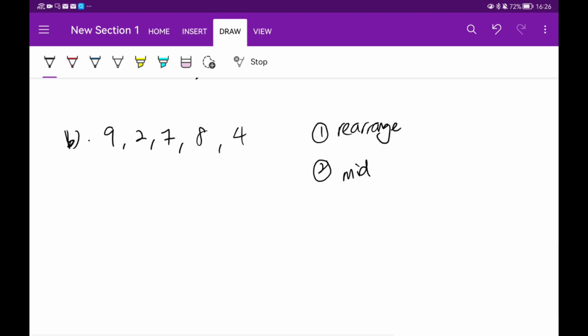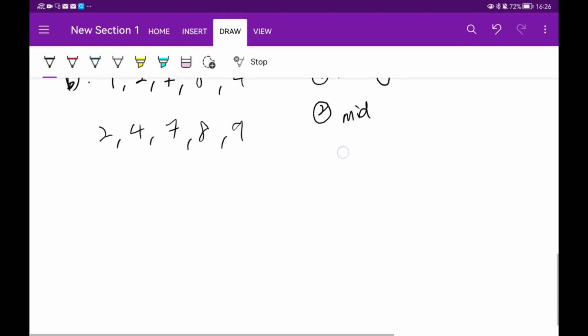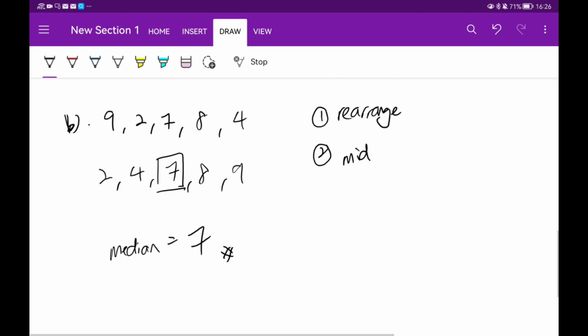Alright, I will rearrange: 2, 4, 7, 8 and 9. So we know the middle is here, right? So the median is 7. It's just that simple. Alright, so that's all the answer for question 5.